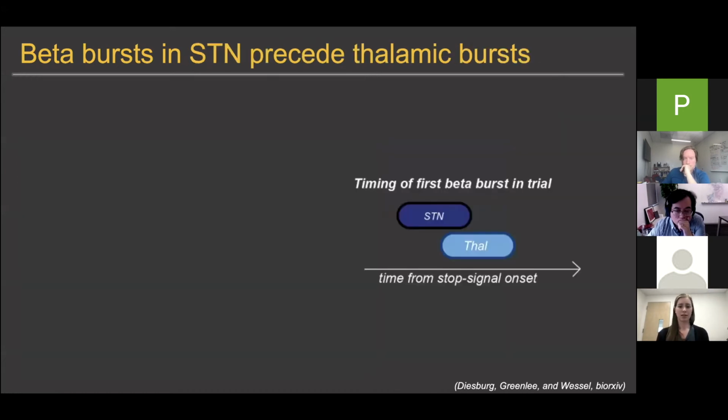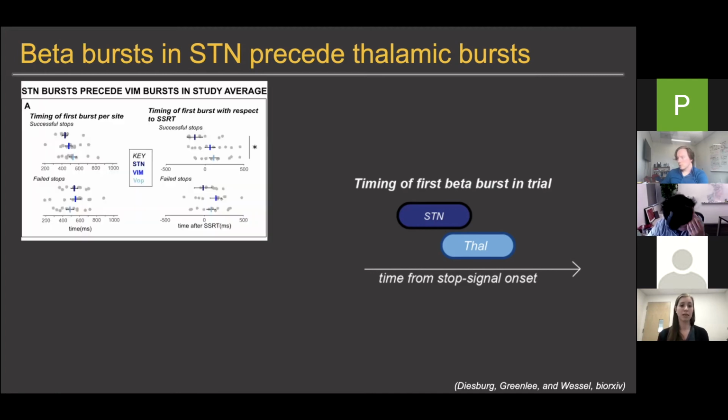The next aim of our study, of course, was to try and investigate existing network theoretical models by looking at the progression of beta bursts throughout the subcortical regions we've recorded from. If we see results that align with these existing models, we might expect to see STN bursts emerge first, followed by bursts in the thalamus, again suggesting the STN is recruited first and might then net inhibit the thalamus. And this actually is in fact what we found.